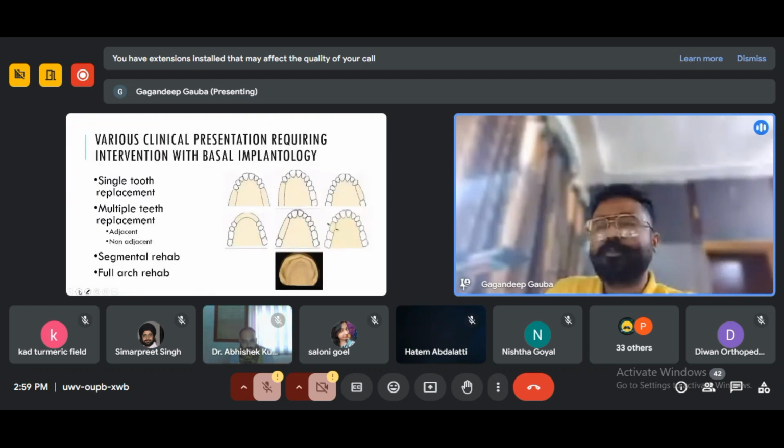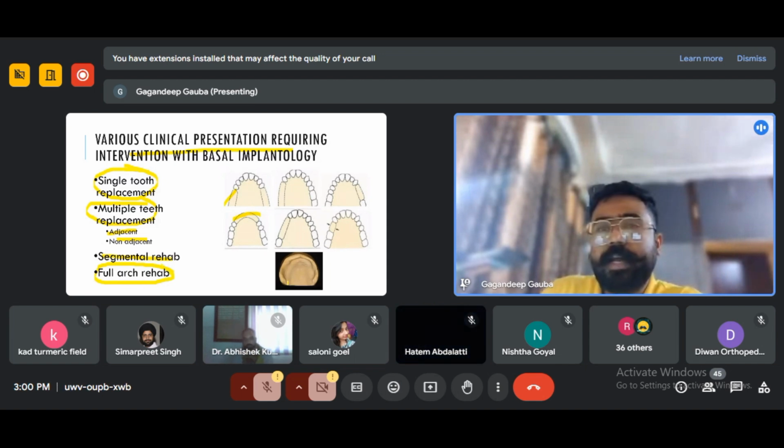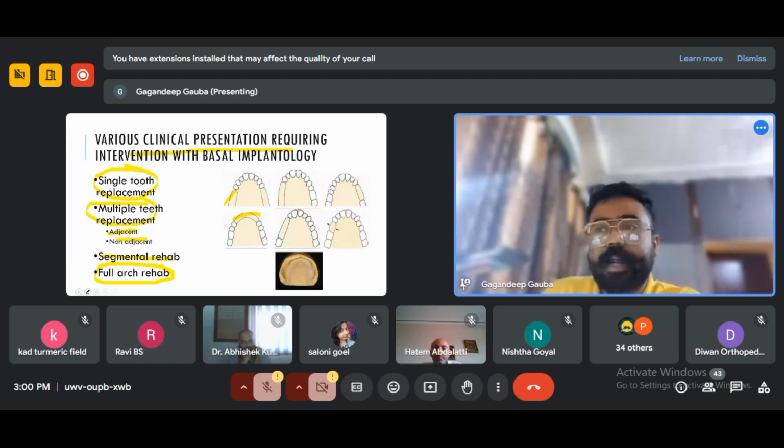So what are the various clinical presentations requiring intervention in basal implantology? Either the patient could be missing a single tooth, or multiple teeth that might be adjacent or non-adjacent, or there might be a segmental rehab, like the whole posterior segment or the whole anterior segment is missing, or in the worst case scenario a patient might be visiting us for a full mouth rehab, that is, the patient has no teeth in his upper jaw or all the teeth need to be extracted, right?